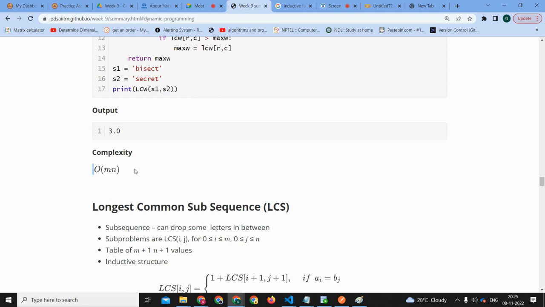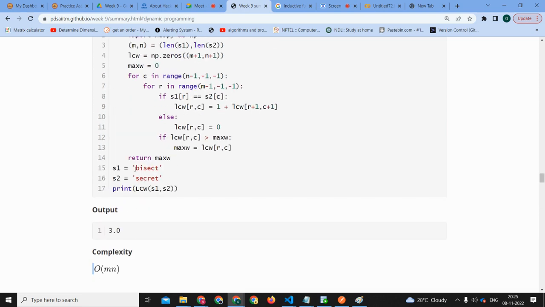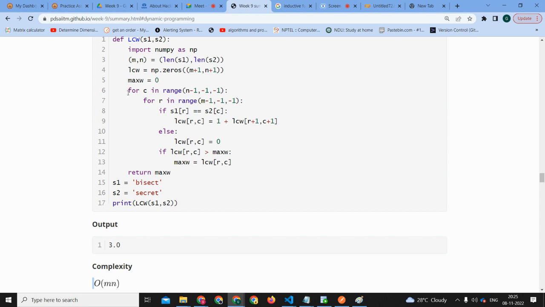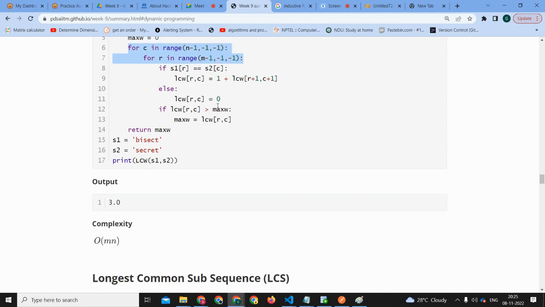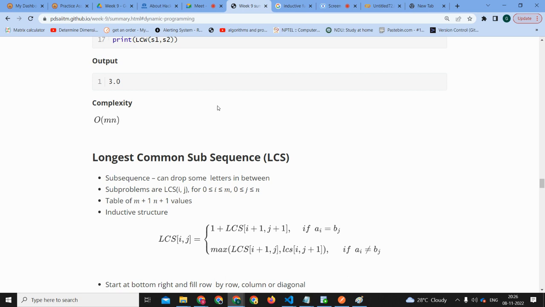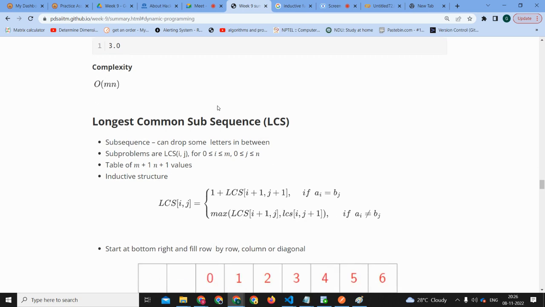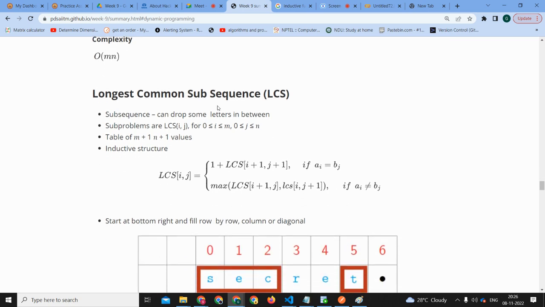So shall we go further? And the complexity is m cross n. Why is it m cross n? Because we have 2 loops, right? Ideally, one of m length and one of n length, m plus 1 and n plus 1. Okay, so we come to the next problem.